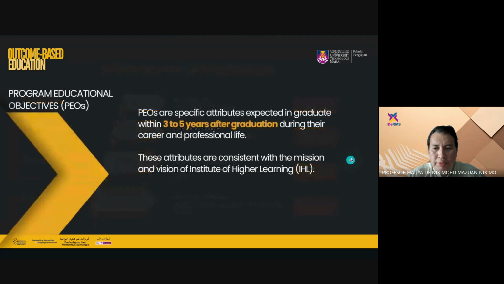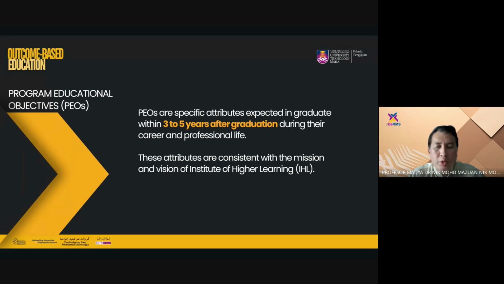Okay, let me move on. This is the program educational objective. PEOs are specific attributes expected in graduates within 3 to 5 years during their career and professional life. Our faculty has made up quite a few of these for several programs, so please do have a look at the PEOs that we have for every program.